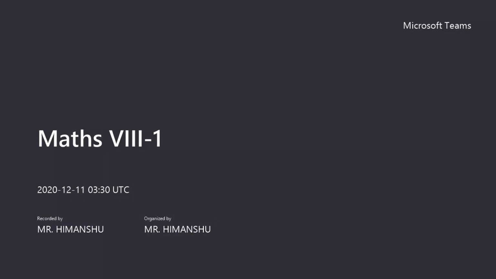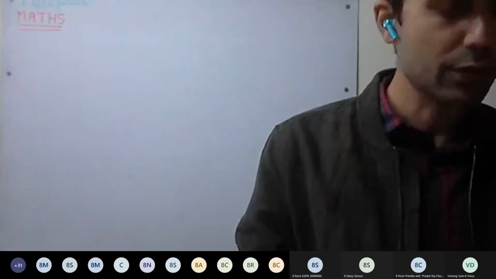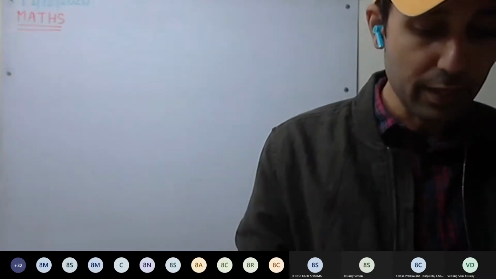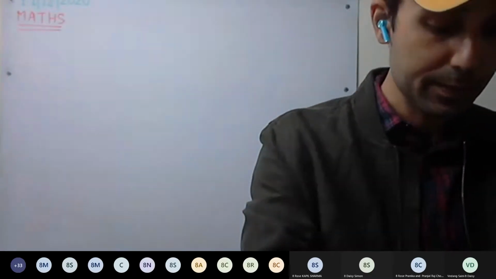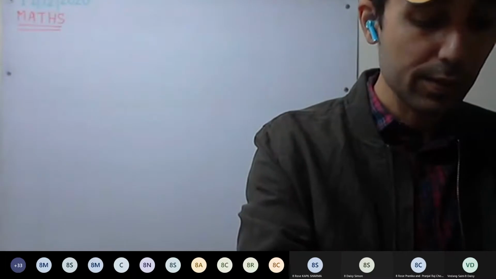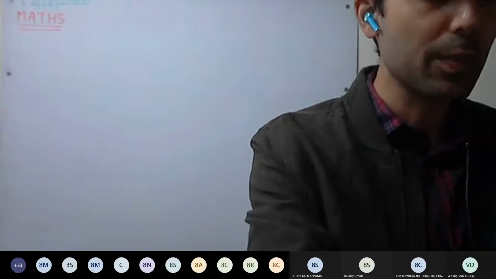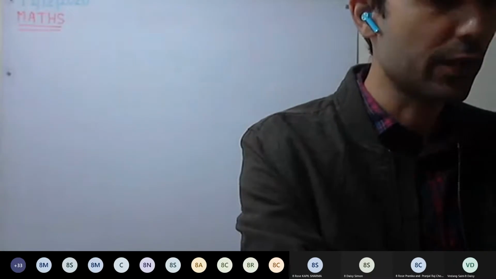Rectangle we have done. Which of the following are true for a square? Fourth we have to do. All the sides of a square are of the same length. True. In a square and rhombus, all the sides are equal.